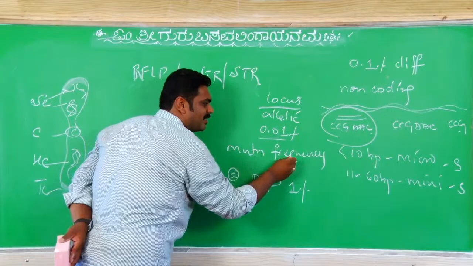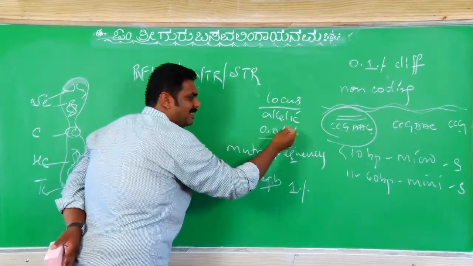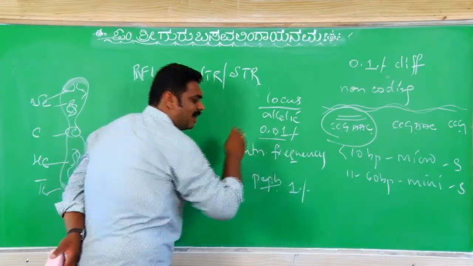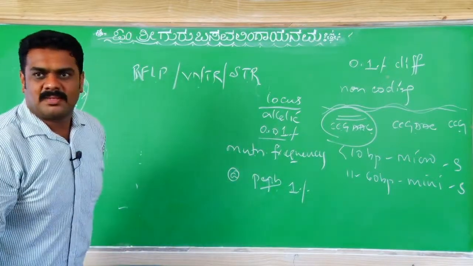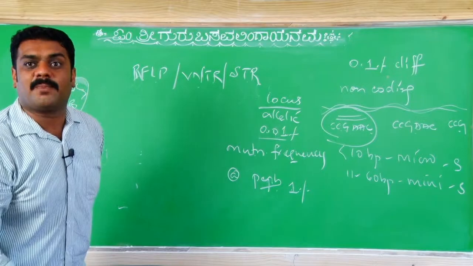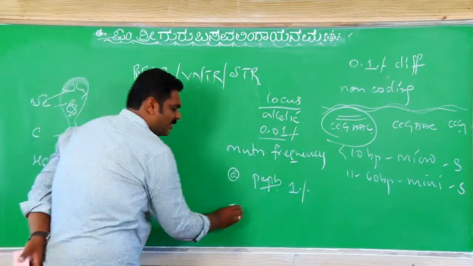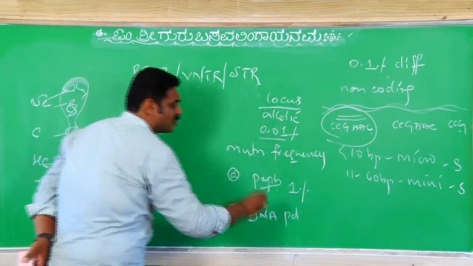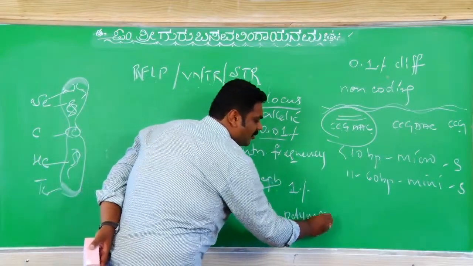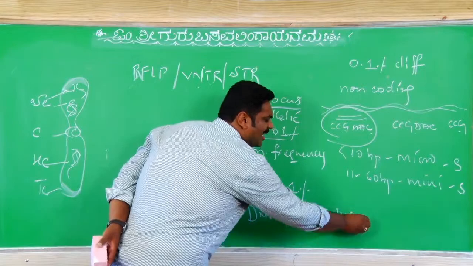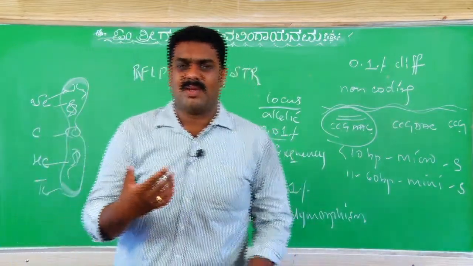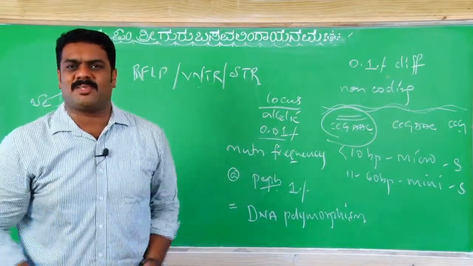These can show a mutation frequency of 0.01% at the individual level. 1% mutation frequency can occur at the level of population. So this is called DNA polymorphism. This is noticed as DNA polymorphism, meaning VNTRs can show DNA polymorphism. What it means is variations, because insertion, deletion, addition, mutations cause variations.